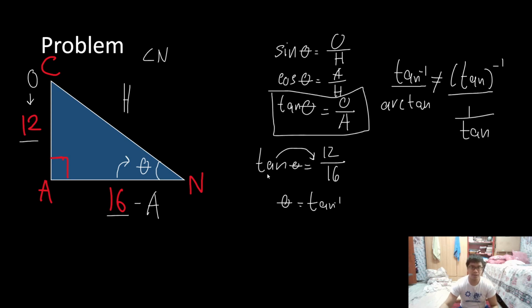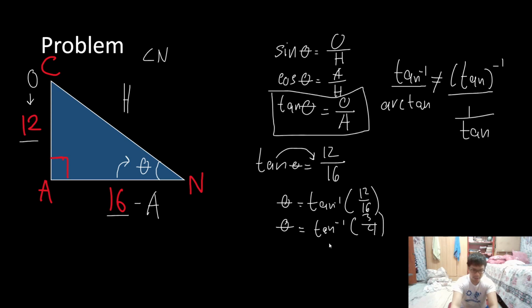But going back, you put the word tan here, so you will have arctangent of 12 all over 16. We can simplify the fraction here because 12 and 16 are both divisible by 4. So 12 divided by 4 is 3 and 16 divided by 4 is 4. With that, we can use our calculator here.